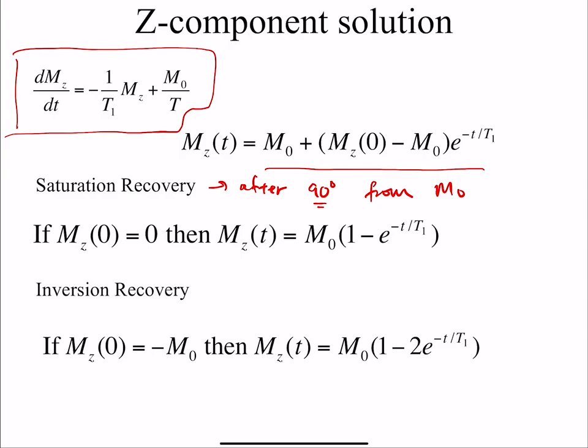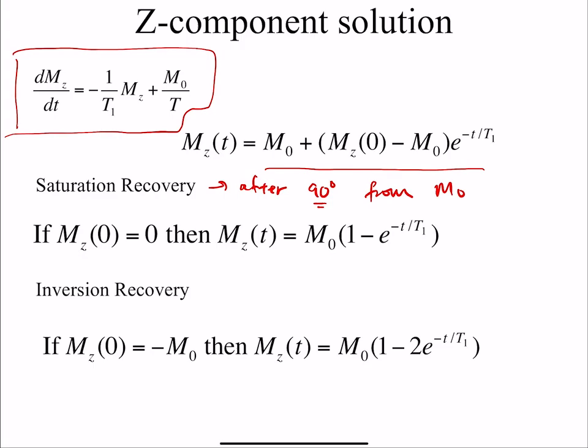M sub z of 0 is just how much of that magnetization is along the z component. So that could be anywhere from 0 to m sub naught, and it could even be minus m naught. That is just the starting point of the m sub z component. If I'm at equilibrium, then m sub z of 0 does equal m naught. But if I flip 90 degrees, now m sub z of 0 is 0, if that's time 0. And if I flip 180 degrees, then m sub z of 0 will be minus m sub 0, if that's my time equals 0. So that's the difference between those two things.